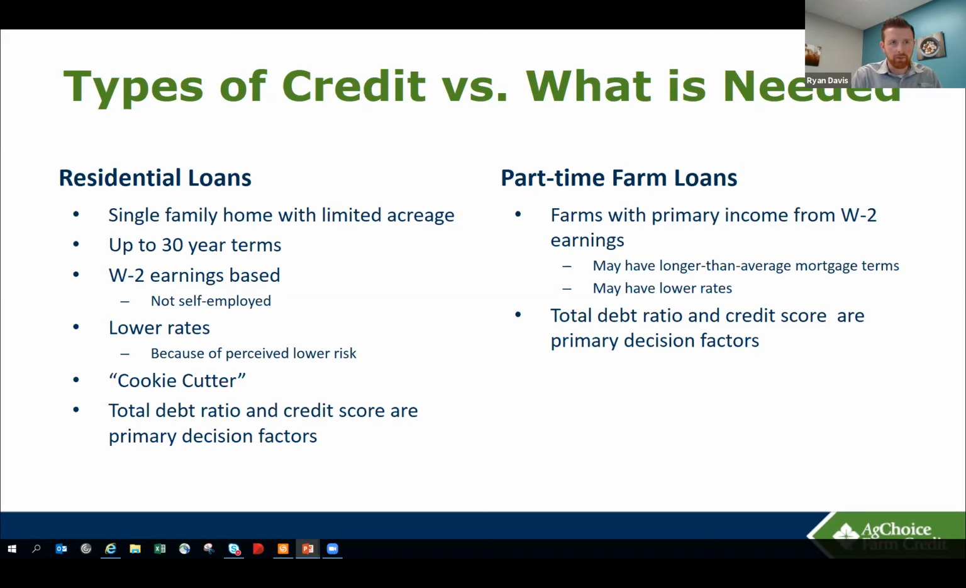Decisions are typically made on a ratio basis, like payments as a percent of income, like a debt to income ratio, and typically based on a good credit score. Part-time farm loans are similar. They don't necessarily qualify for the secondary mortgage markets, but they are typically W-2 wage income driven as well. Again, they may have a better rate because the risk perception is lower with W-2 wages. And again, the primary decision tool is ratios and credit scores.